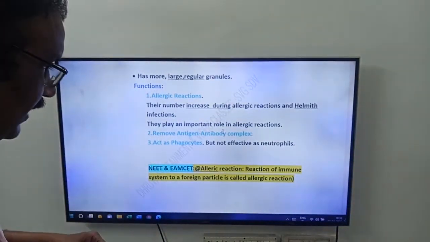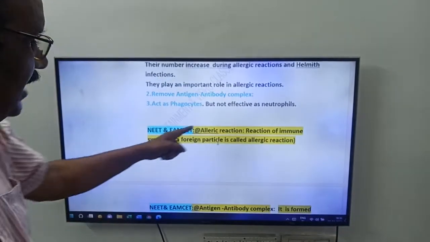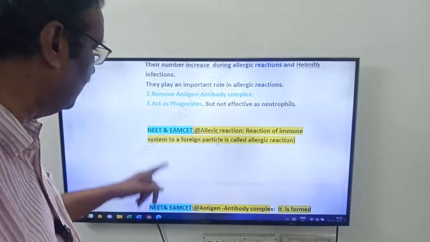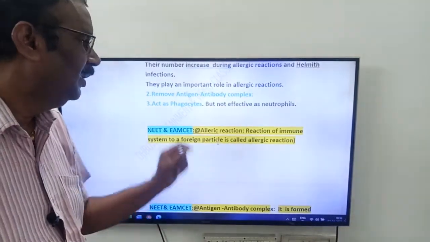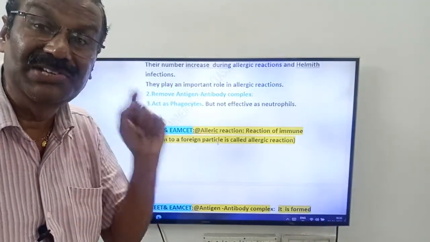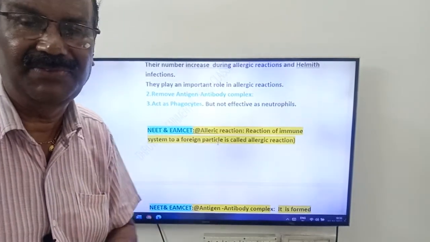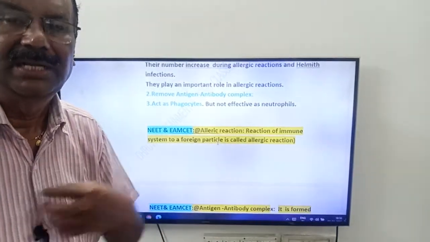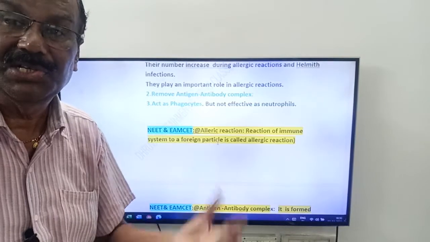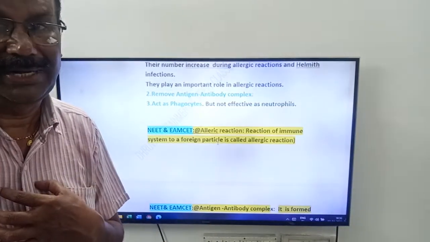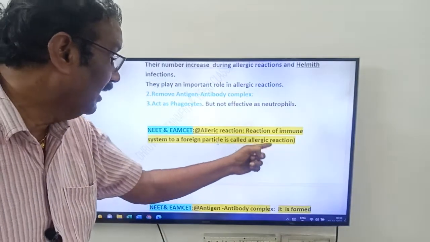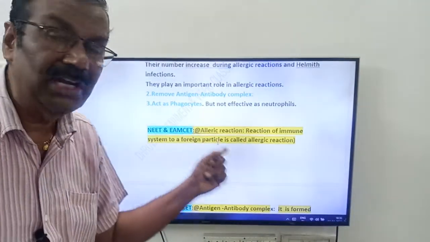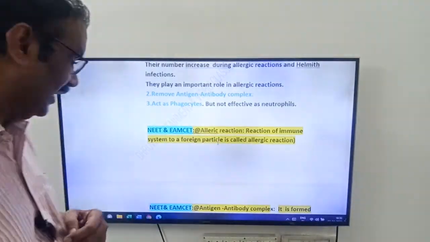See, friends, what is an allergic reaction? This is for NEET and EAMCET, friends. Allergic reaction means the reaction of the immune system to a foreign particle. If any pathogen or any particle enters our body, it becomes a foreign particle to us. For that we respond. So the reaction of the immune system to a foreign particle is called allergic reaction.